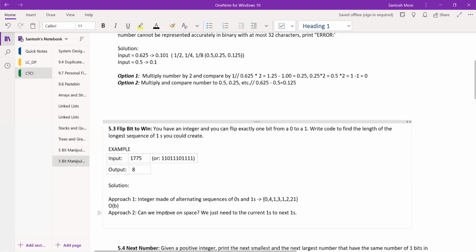Because this will be done in O of n operations, or maybe not O of n, but it will be based on O of the number of bit operations, right? So that is what it will be. But here we are having an extra space of converting all this into an array, so that can be optimized, and that will be an approach too.